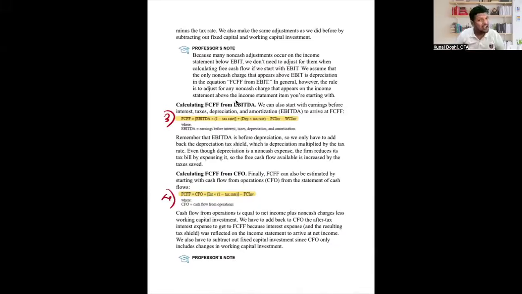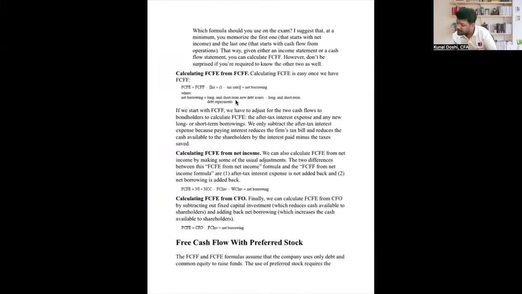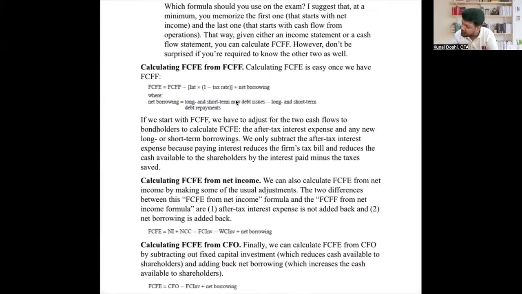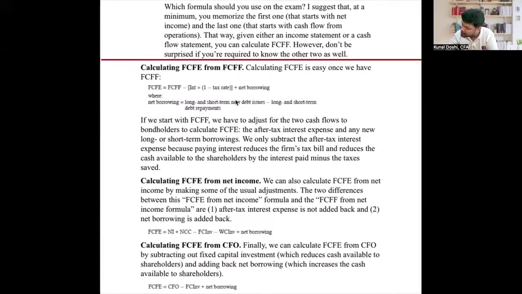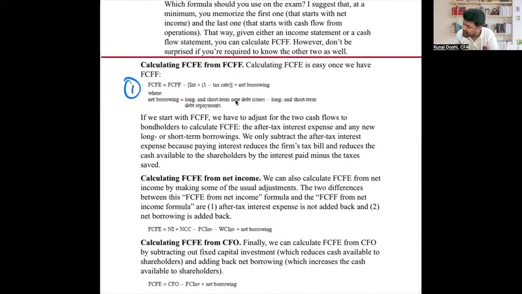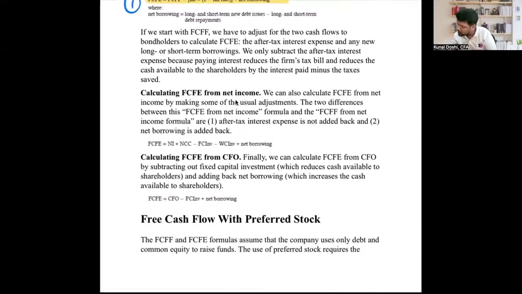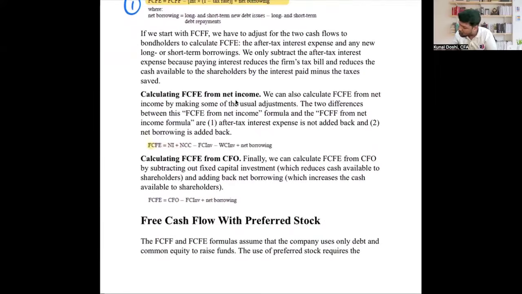For FCFE, there are actually three to four ways of deriving FCFE also. So I will highlight those ways through which we can derive FCFE. First, you can derive FCFE from the FCFF itself. So this is your first approach, deriving FCFE from FCFF. Then you can also use net income and operating cash flow. So you can also derive using net income, operating cash flow. These two also you can use.